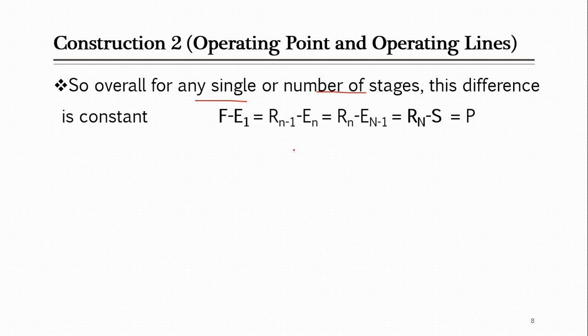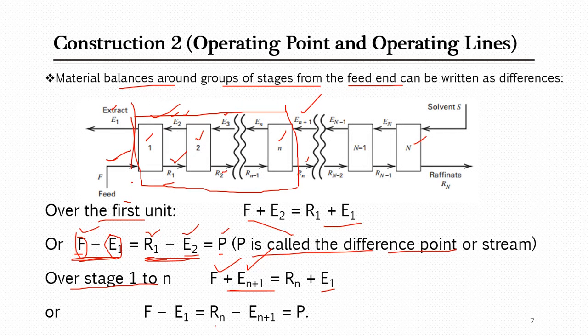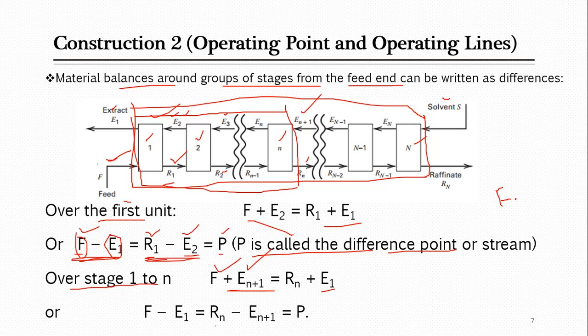If I apply the balance from stage 1 to n capital, I just see the whole system. I have n capital number of stages, so you apply the balance on this system. Now which stream is entering? Feed is entering, as well as solvent is entering. So it will be F plus S, equal to what is leaving from here, output is actually Rn plus E1.